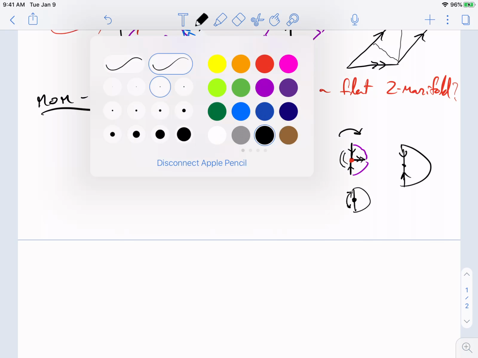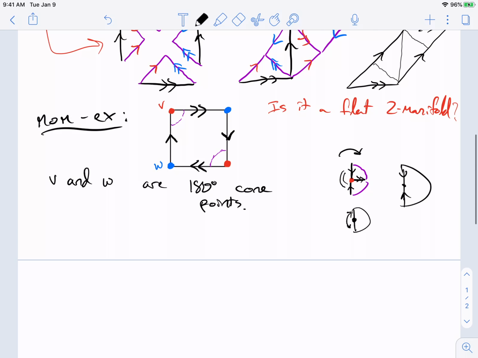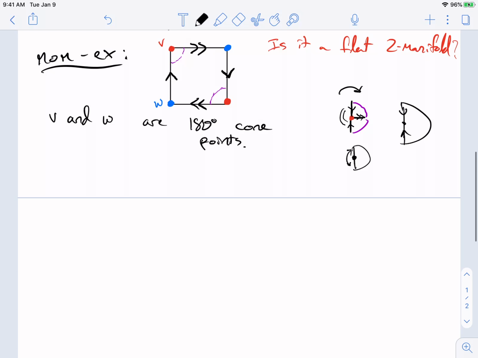So let's label these vertices. I'll call this V, call this W. On this surface that I've created, V and W are 180-degree cone points. Okay, so that's bad because I've found 2 points on this surface that don't have a neighborhood that looks like the Euclidean plane. They look like a cone, right? At least in the small region surrounding V or surrounding W. So it's not a flat two manifold.